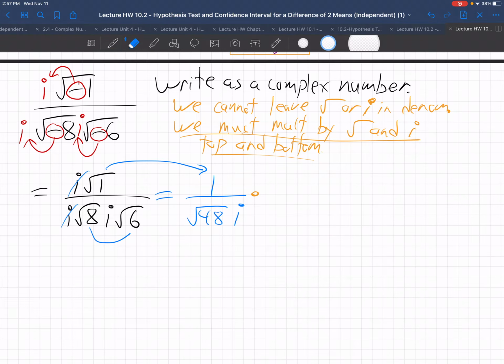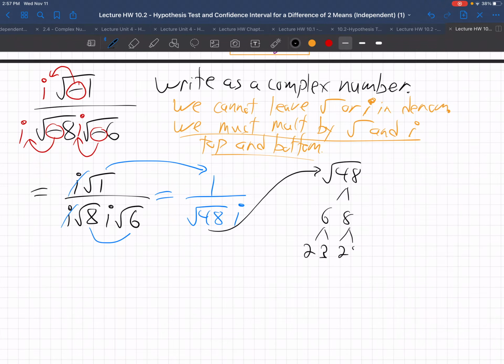Oh, wait. First off, let me simplify the square root of 48. So let me take that over here. Square root of 48, if you break it down, it's 6 times 8, which is 2 times 3, 2 times 4, and that 4 is 2 times 2. So we have, notice, 1, 2, 3, 4 2's and a 3. So the square root of 48 is 4 2's and a 3.